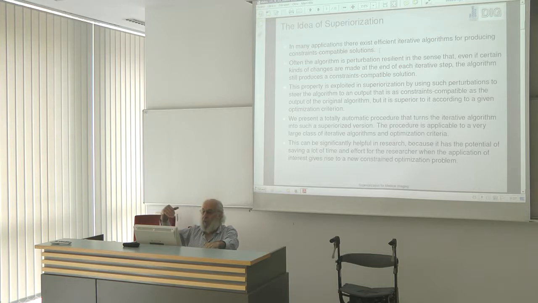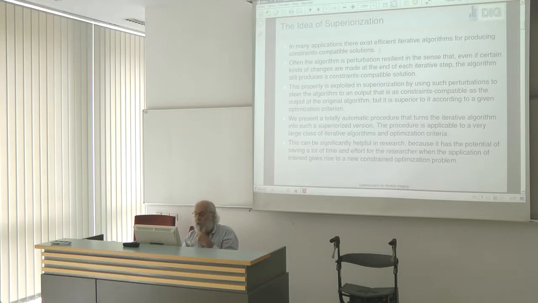And if the algorithm is perturbation resilient, then after every step you make a little change to the image that you got at the end of the step, then you do the next iterative step and you make another little change and so on. And under certain circumstances you can prove that it still converges to a constraint-compatible solution even though you messed around with it as you iterated.